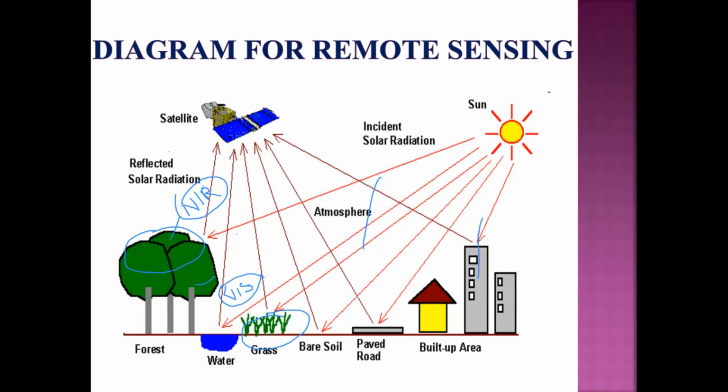Okay, so on the basis of this, the sensor detects the data, and then we can detect what kind of the object is there.